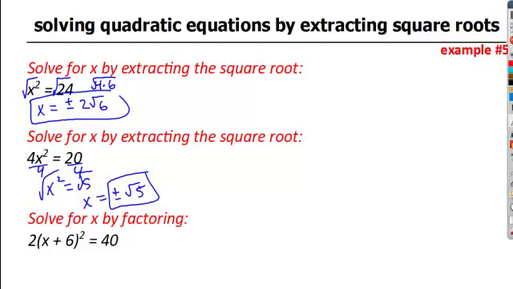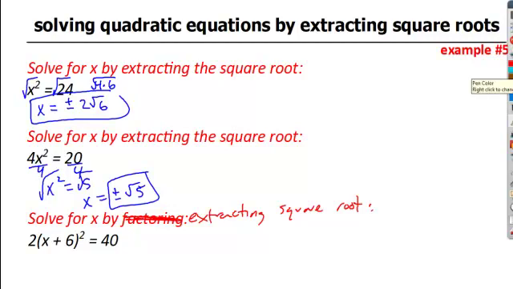Okay, now this is also extracting the square root. All right, so the last one here, rather than, again, expanding this out, distributing the 2, combining your like terms, and then trying to factor by rewriting the middle term or by trial and error, what you can do for this is the exact same process.